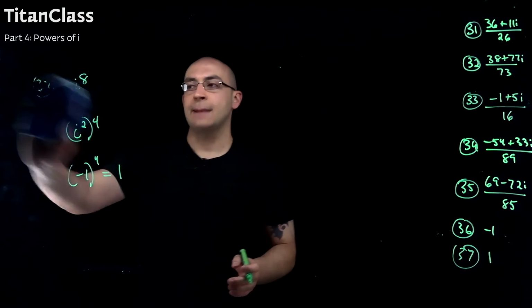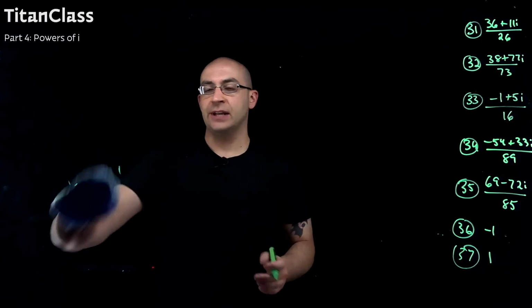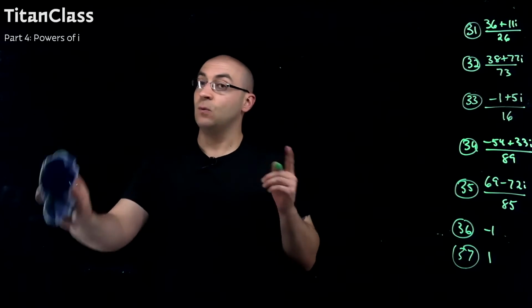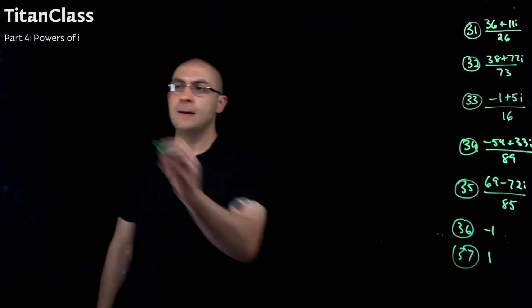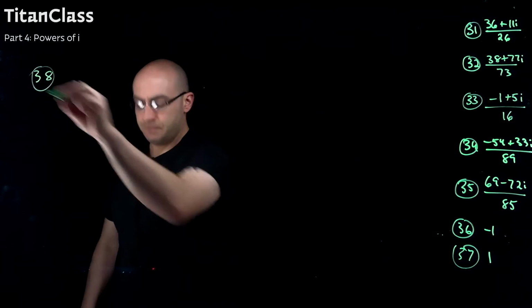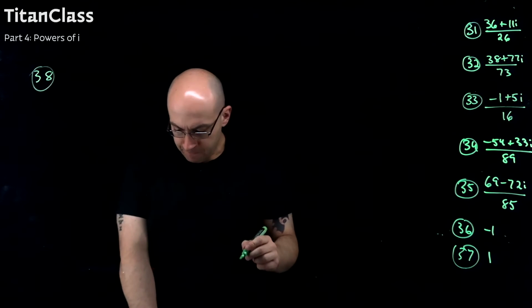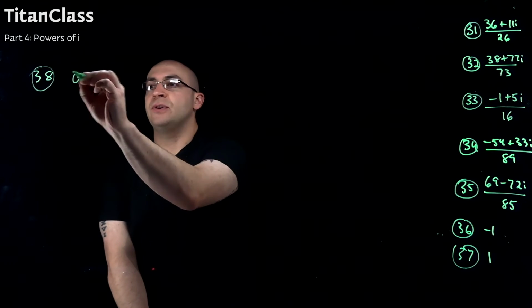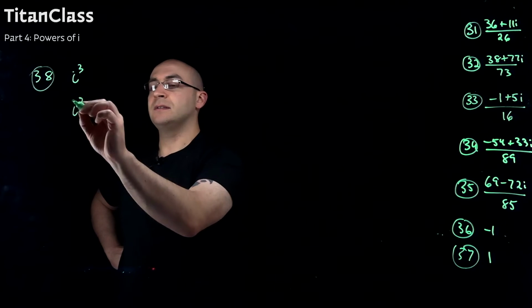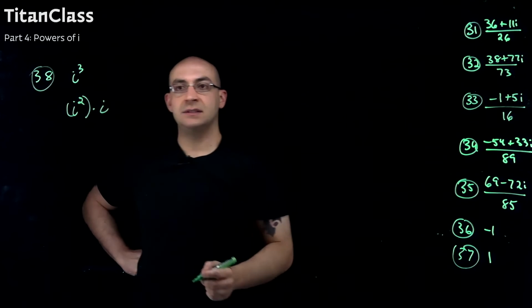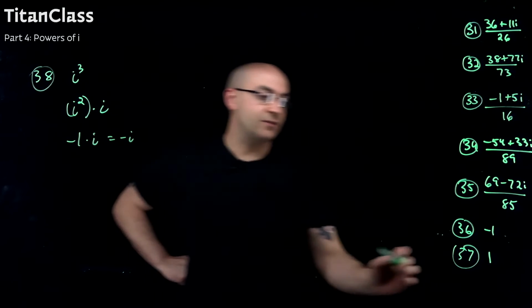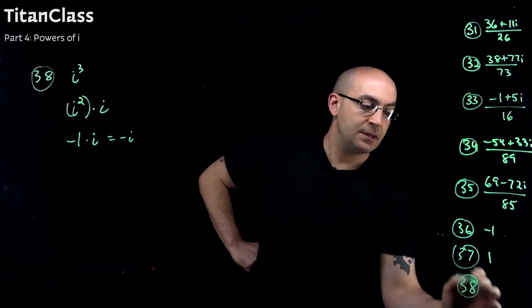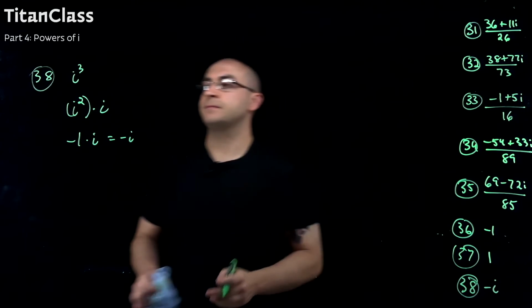Now remember the 4 types of answers you're going to get with these: i or negative i, and 1 or negative 1. There is no other answer when there's no coefficient, okay? Coefficients make it a little messier, and I think there's a couple of them on here that we can talk about. So 38 is i cubed, which is i squared times i, right? So then we have negative 1 times i, which is negative i. So for number 38, we have negative i.